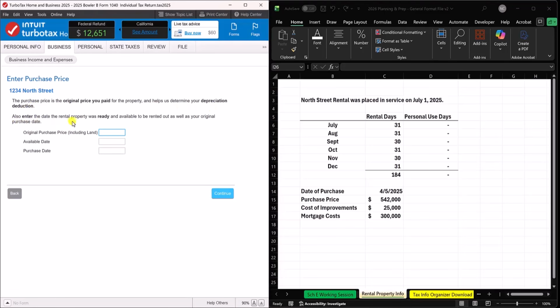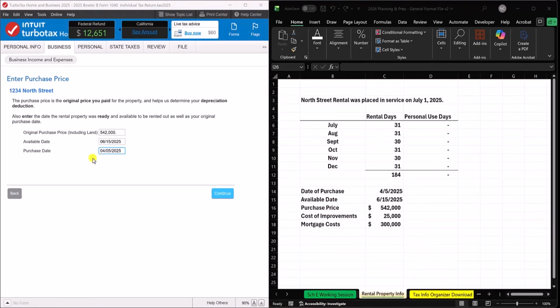Also enter the date the rental property was ready and available to be rented out, as well as your original purchase date. Okay, so original purchase price, including the land, we're going to say that that is the $542,000 that we added to our fact pattern over here. The available date, let's say that was 15 days-ish before it actually started to be rented out. So we'll say that this is June 15th, 2025.